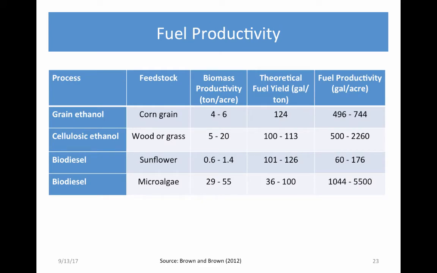Cellulosic ethanol has the potential to increase fuel productivity relative to starch-based ethanol. For every acre of land, biomass productivity for cellulosic biomass is higher than corn. Fuel yield measured by gallons per ton is slightly lower for cellulosic ethanol, but the final fuel productivity as measured by gallons per acre can be much higher than corn ethanol, especially for cellulosic ethanol produced from grasses.